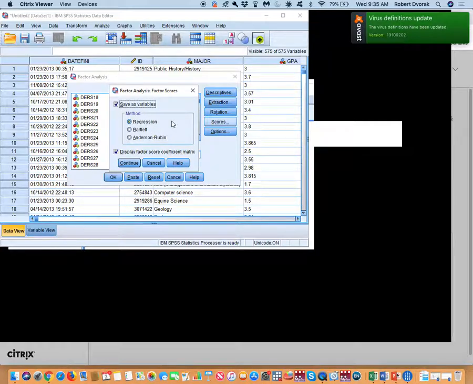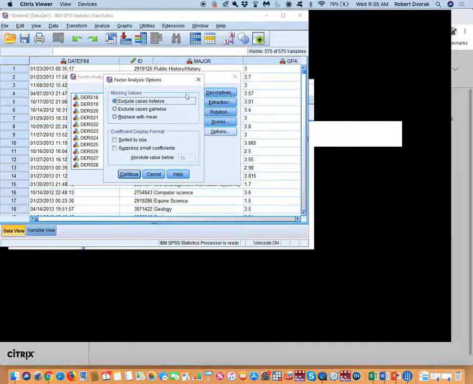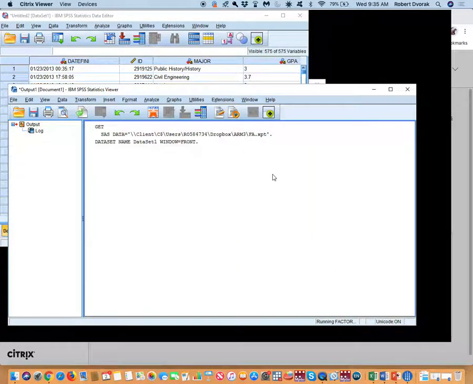And so what will happen with this, if you save the variables, is you will get a person's actual score on a given factor, right? And the idea is that we have some sort of amount of sensation seeking, and some people score higher and some people score lower, and this will tell you what that person's average score is for sensation seeking on that factor based on all of the items that they've got. And then, oops, so hit continue, and then options, just leave it as exclude cases listwise, that's fine. All right, so let's run this.